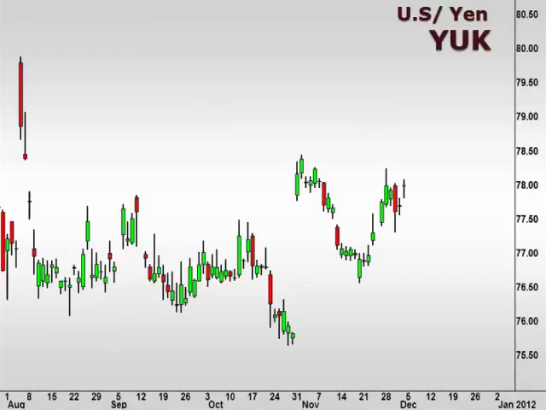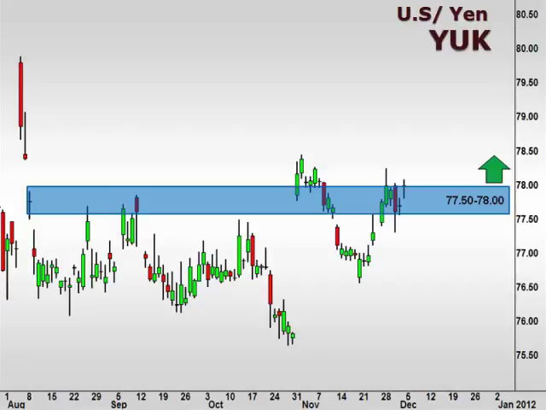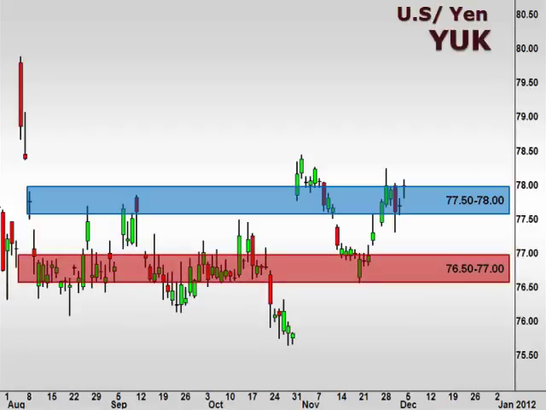Next up, the YUK, the US versus the Japanese yen. Well, the YUK consolidated within the 77.5, 78 zone, and a break above 78 opens the window for a move higher. A break below 77.5 is likely to retest 77.